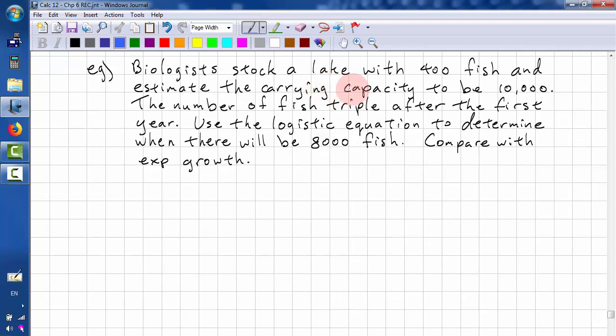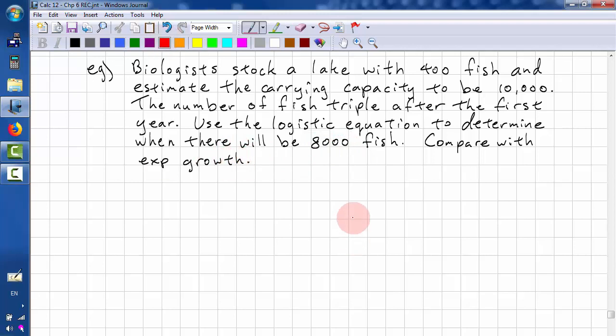Biologists are stocking a lake with 400 fish and estimate the carrying capacity to be about 10,000. The number of fish triple after the first year. Use the logistic equation to determine when there will be 8,000 fish. And let's compare this with exponential growth.